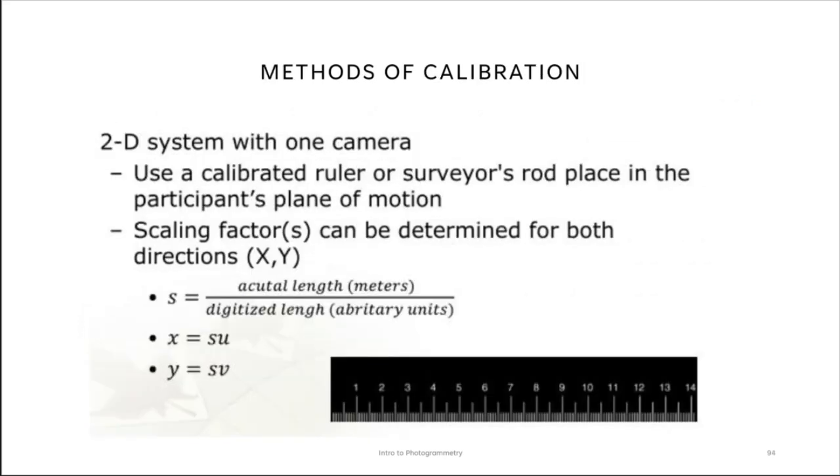So there are different methods of calibration. The manual method is to use this formula: S equals actual length over digitized length. And for 2D systems with one camera, you use a calibrated ruler or surveyor's rod placed in the participant's plane of motion. And then you get scaling factors, which can be determined for both directions.